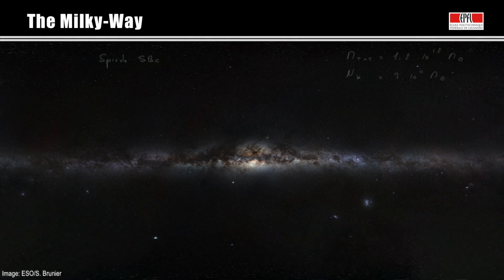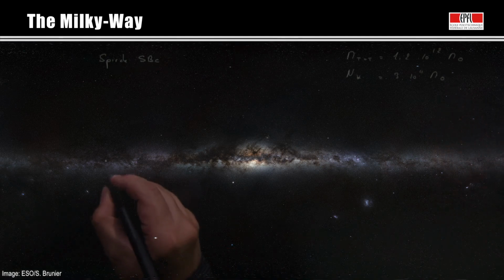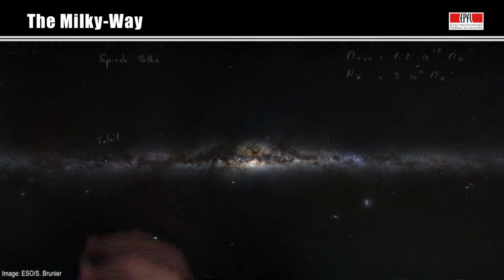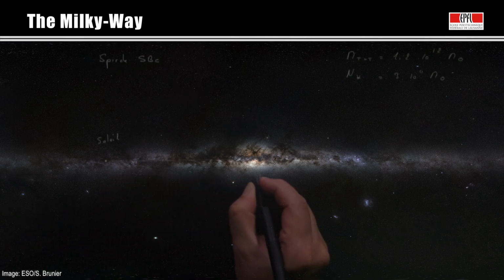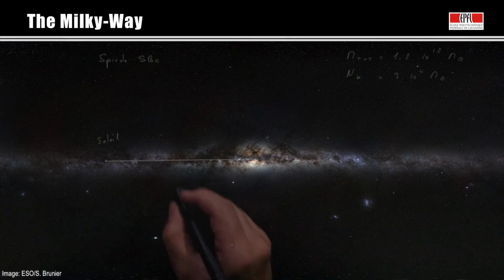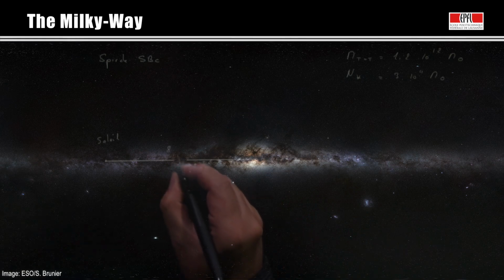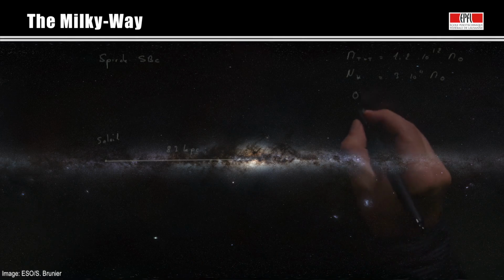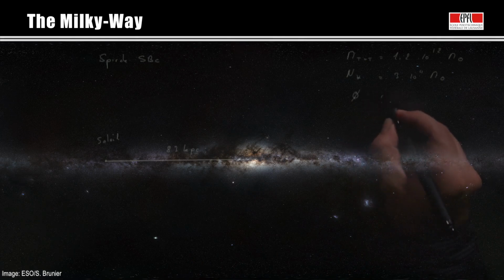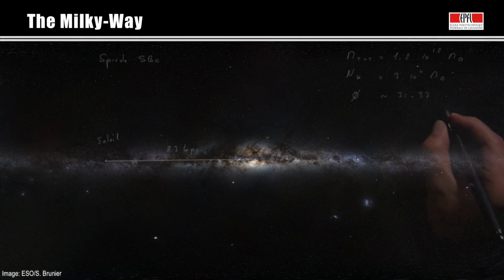How do we find our way in the Milky Way? The Sun is about 8 kiloparsecs from the galactic center, more precisely 8.3 kpc. The diameter of the galaxy is about 31 to 37 kpc, depending on the different estimates available to date.